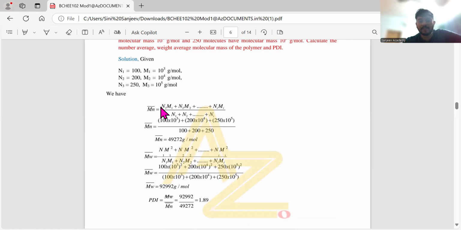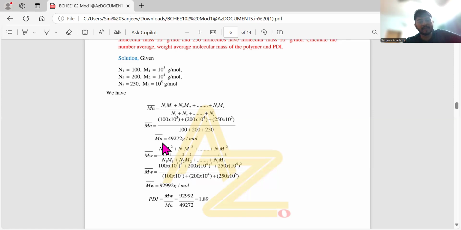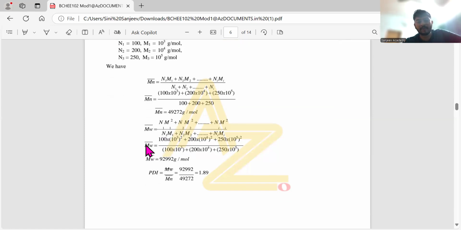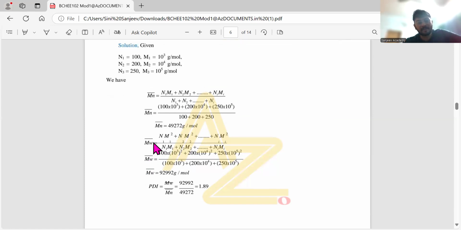Now coming to this, N1, M1 plus N2, M2 will give the total. Divided by N1 plus N2, adding everything, I'll get one answer, correct? That is nothing but the number average. Then I will get the weight average, that is Mw. Same thing, I'm just squaring: N1, M1 square plus N2, M2 square, and so on. I'm going to do this also. Only three are there, so that's it.